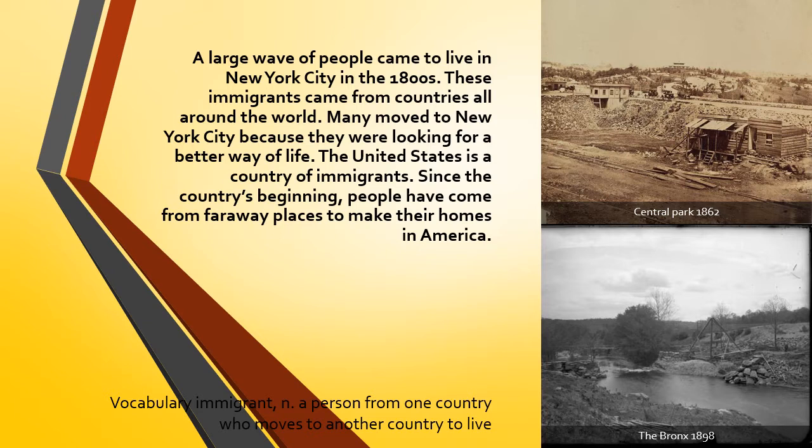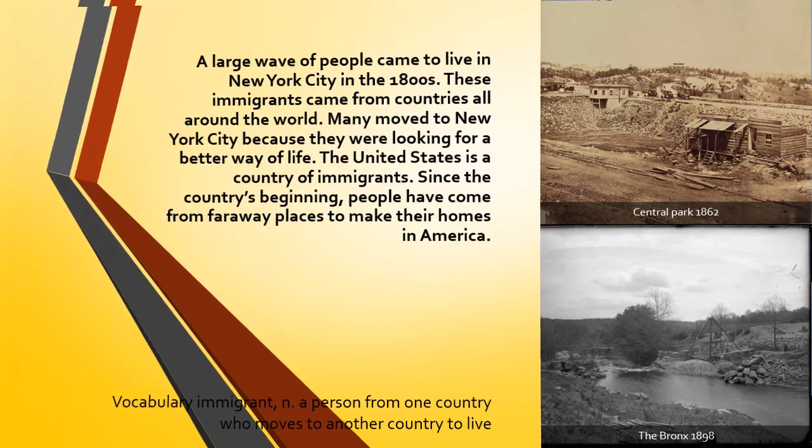Underneath, I've got a little bit of vocab for you. An immigrant is a person from one country who moves to another country to live. As you can see, there are a couple of pictures from the 1800s. One is of Central Park in 1862. Look how different it is. And the other one is of the Bronx in 1898.